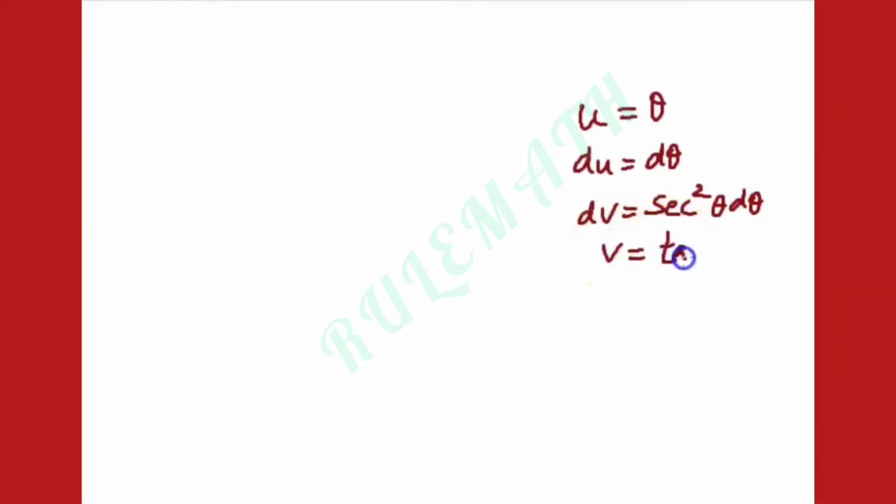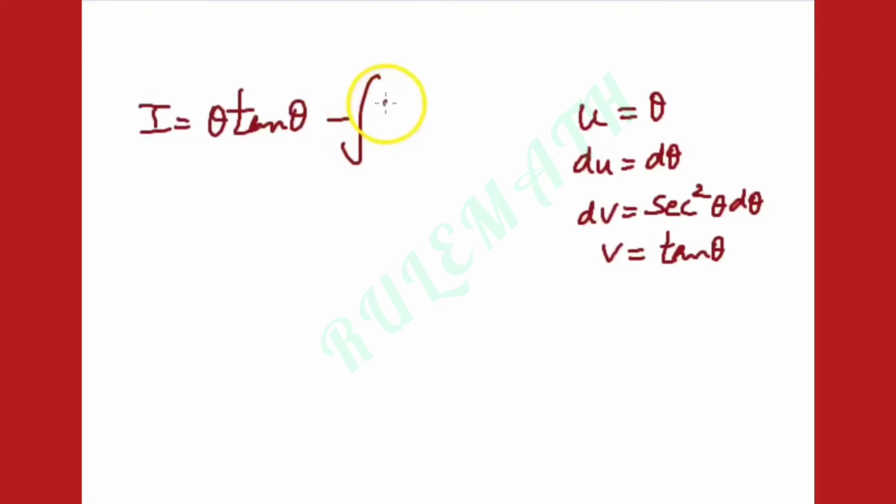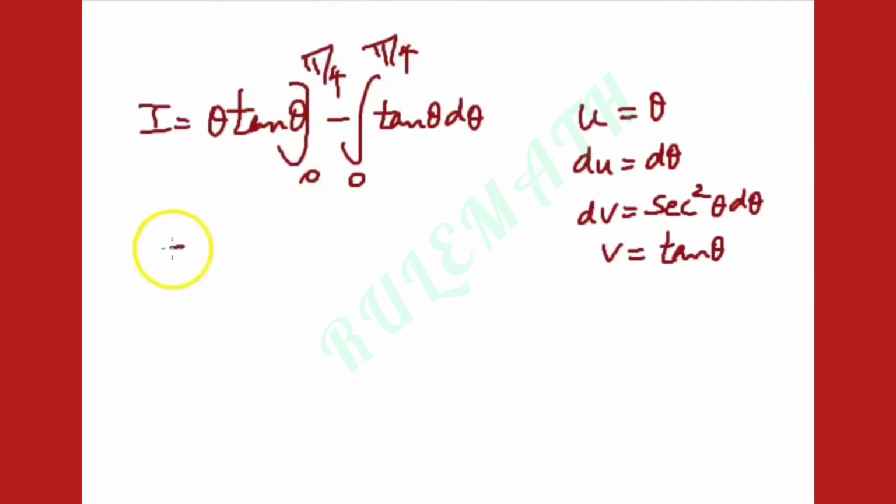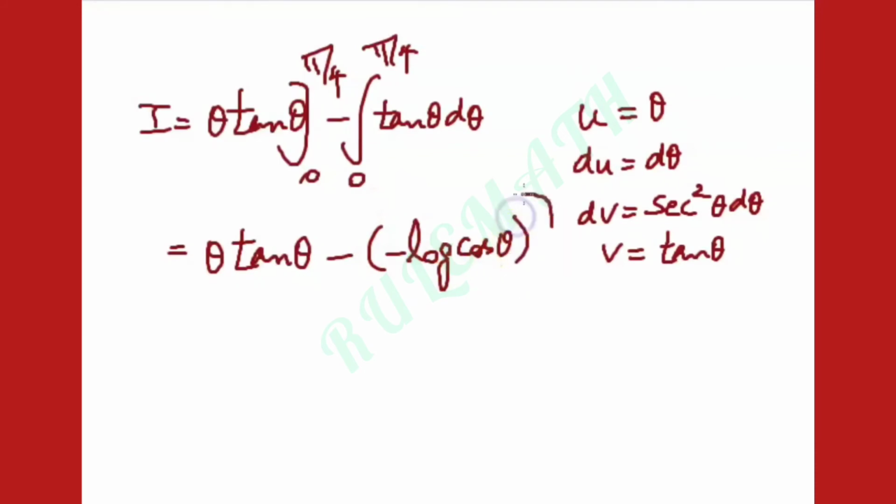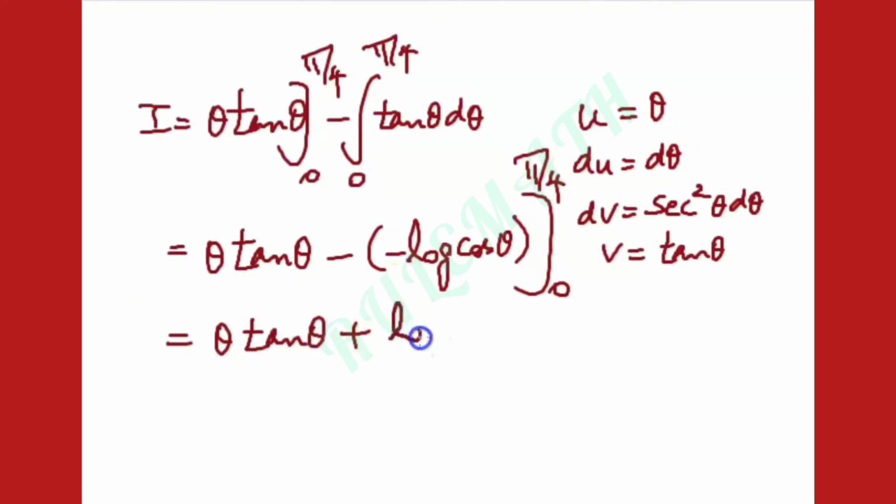So coming to the integral, I is equal to, the formula will be uv minus integral v du. It will be easy for you to remember if you have it like this. Okay, it is uv minus integral v du. So theta tan theta minus integral tan theta d theta, the limit 0 to pi by 4. So what is integral tan theta d theta? It will be minus log cos theta. So already we have a negative sign outside the integral, so it is minus of minus log cos theta. So the next step will be theta tan theta plus log cos theta, limit 0 to pi by 4.